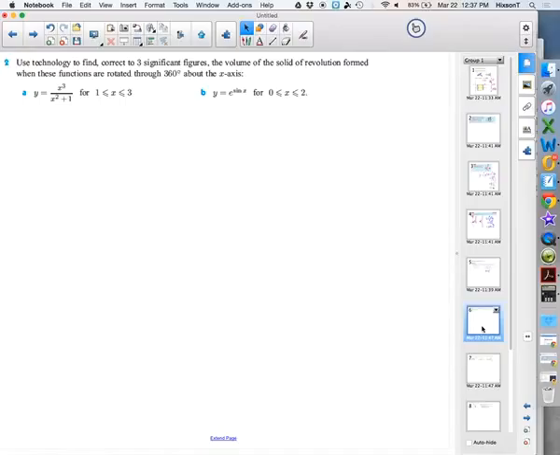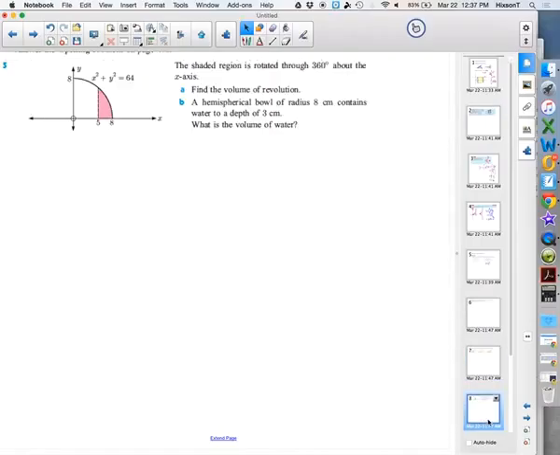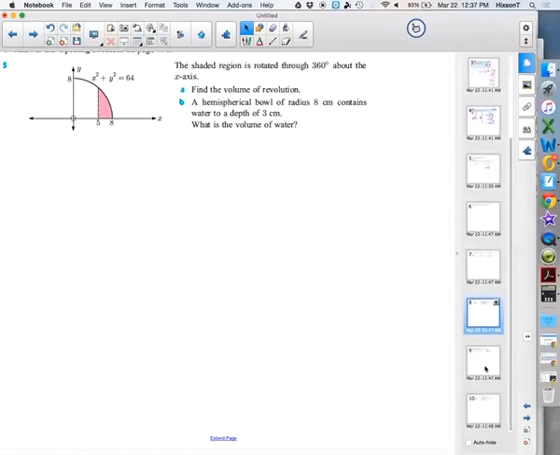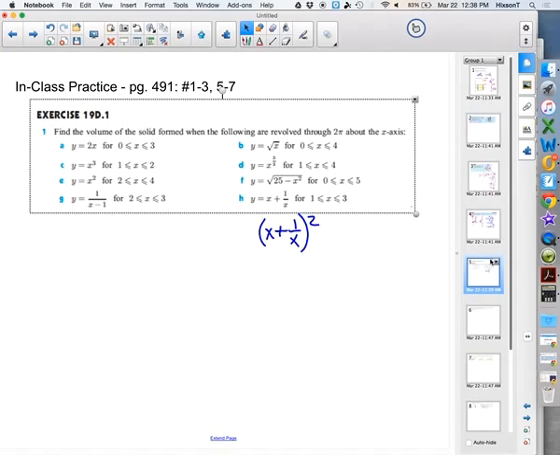Then there are some others. Here it's telling you to use technology, meaning you can't actually do the integral by hand. So set up the integral and then use your calculator to help you. And by the way, notice for B it's saying through 360 degrees, so make sure you're in degrees for part B. Then there's just some other practice here. So you can try some of these and ask questions. All right.